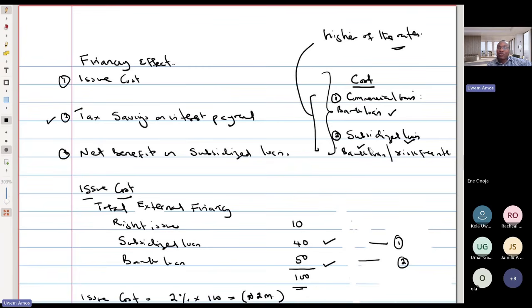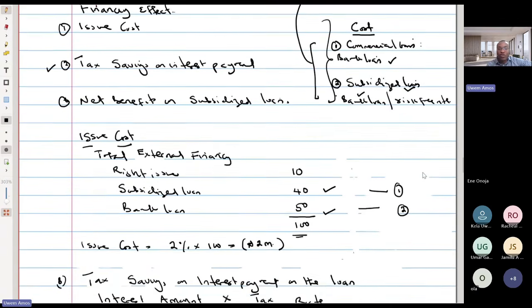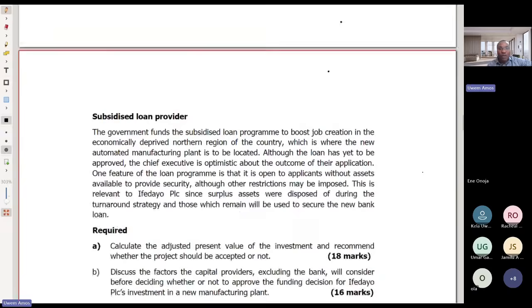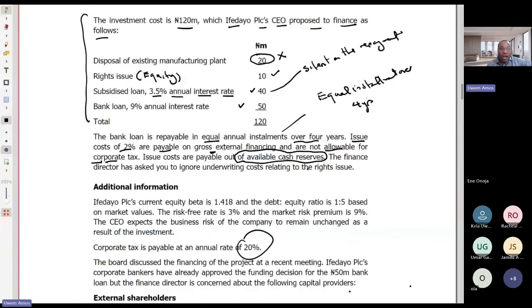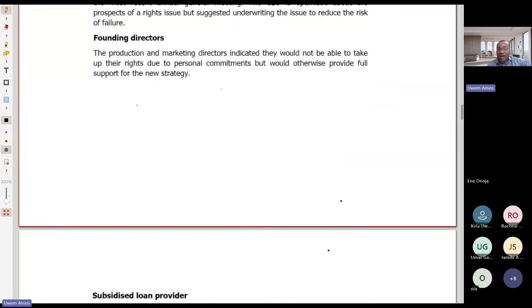But if I use the same rate for both, I don't have to calculate it twice. When I calculate this, I can also use it for the commercial bank loan. So it's up to you. But let me make use of the bank loan rate. In the actual exam, you can use whichever one you're comfortable with. So what's the interest rate for the commercial bank loan? The bank loan has a 9% interest rate. So I'm going to use that for both the bank and the subsidized loan instead of using the risk-free rate.